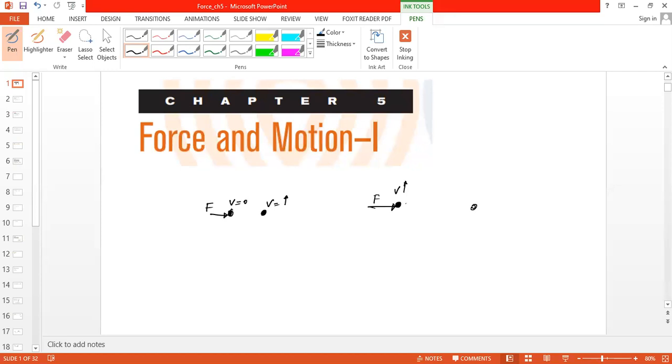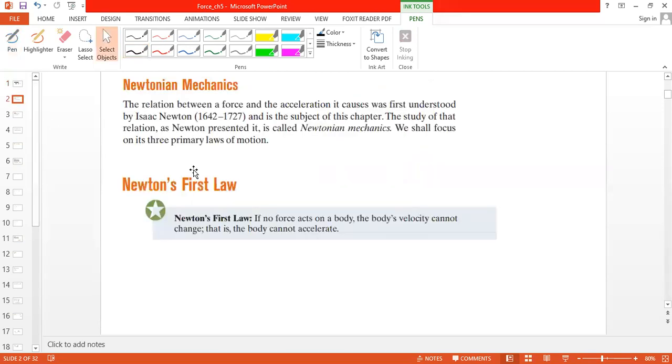Or for example, an object is moving fast in this direction, and if you apply a force on it in the opposite direction, then it's going to slow down, or it's going to stop. So force is the agent that can change the state of motion of an object. So we all know this. Today in this chapter, we are going to discuss the different laws, basically Newton's laws of motion, and some of the mathematical problems relating to it.